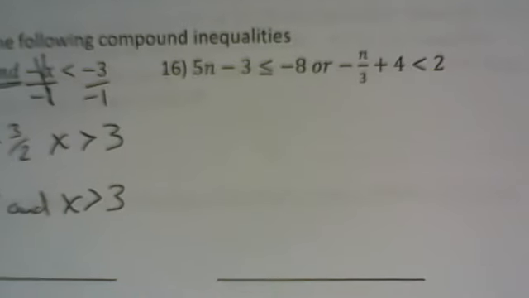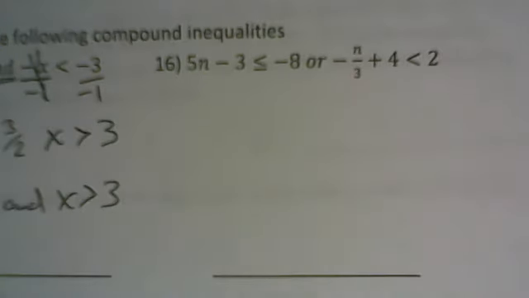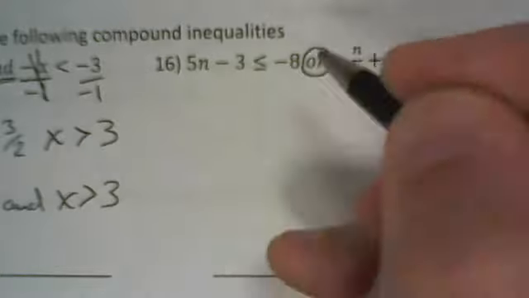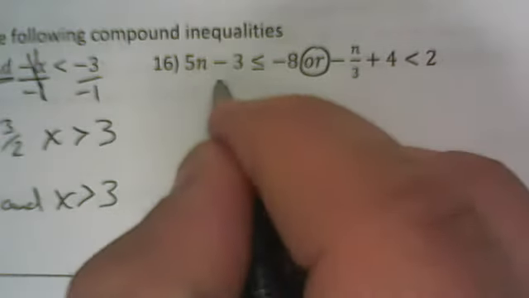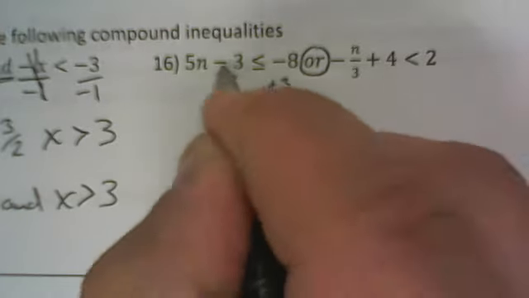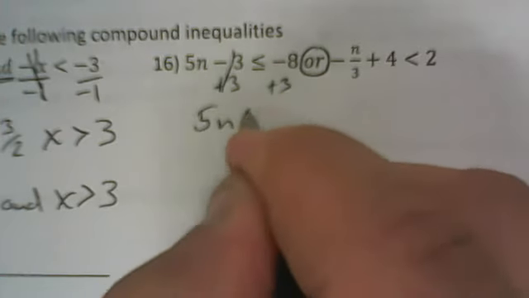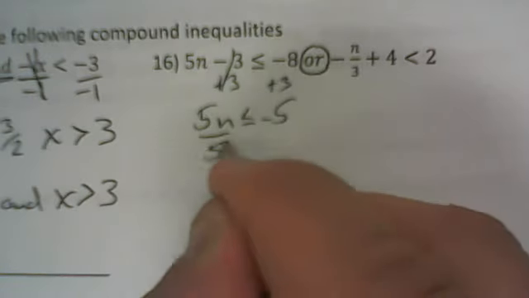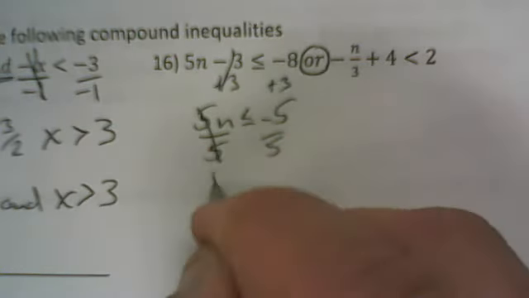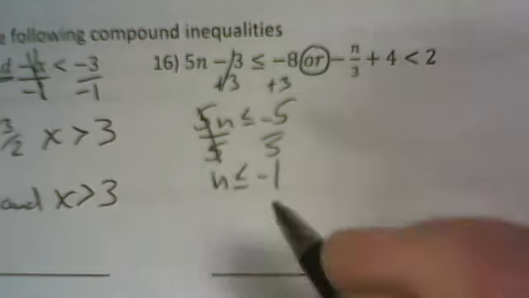If we move to number 16, again, compound inequality, two different parts. This time it's separated with an or, so we don't have to satisfy both conditions, just one or the other. And I'm going to solve the first equation by adding 3 to both sides. So 5n is less than or equal to negative 5. And then if we divide both sides by 5, then n is less than or equal to negative 1.